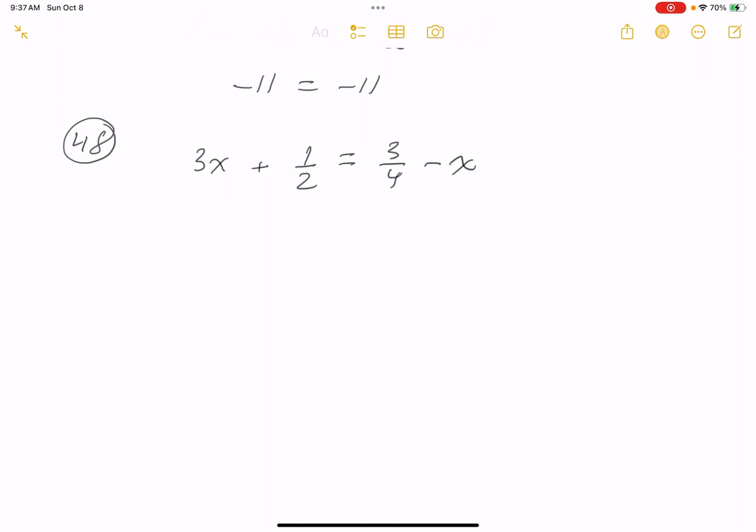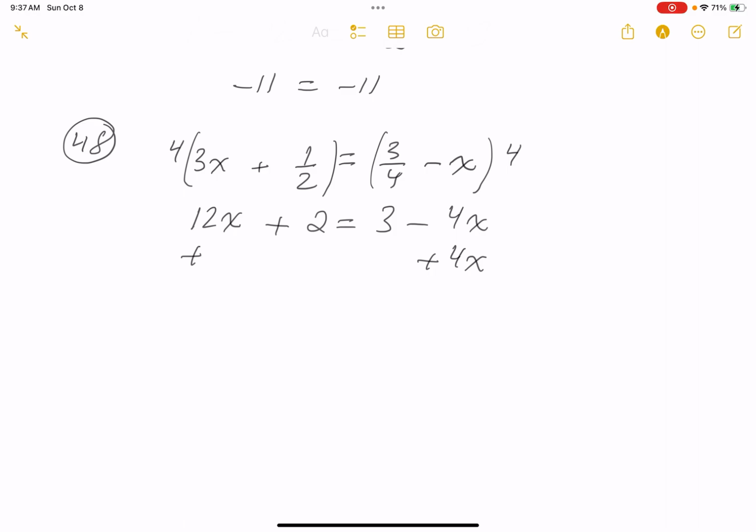It's easy to copy something down wrong, by the way. So I'm going to do the same thing I did before. I multiply both sides by the LCD, which is going to be 4. You get 12x plus 2 equals 3 minus 4x. I'm going to add 4x to both sides. I can subtract 2 from both sides.